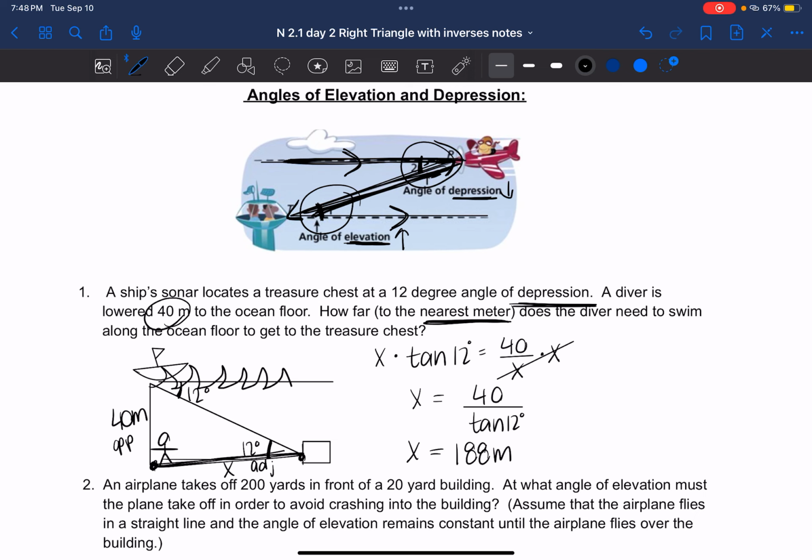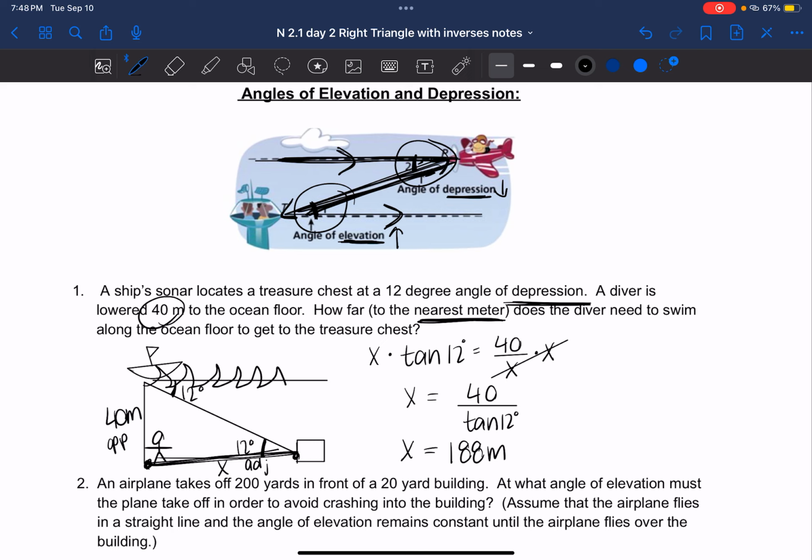The last step would be to write my answer as a complete sentence. So we would say the diver must swim 188 meters to the treasure chest.